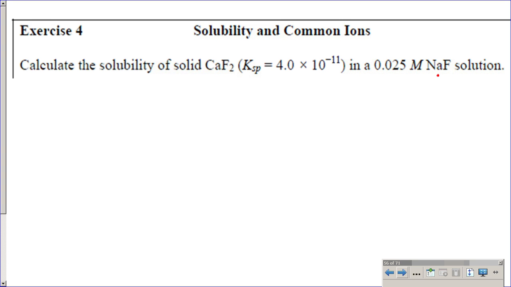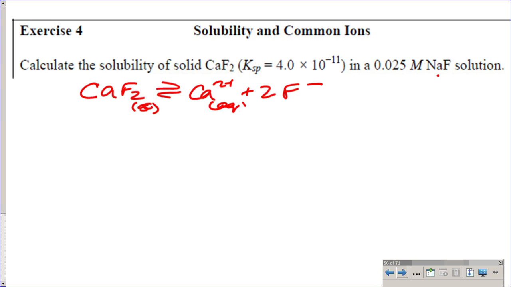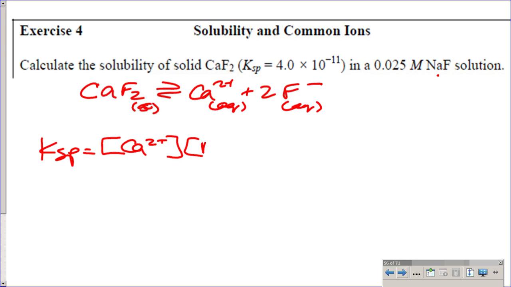So first step is, for me, I'm just going to write out the solubility equilibrium. Calcium fluoride equilibrates to calcium 2 plus and 2 fluoride ions. So that's our solid, that's our aqueous, and that's our aqueous. You don't have to put the states. What is our Ksp expression? Loud and proud, people. Calcium 2 plus and fluoride squared. Good. And Ksp equals in this case 4.0 times 10 to the negative 11.